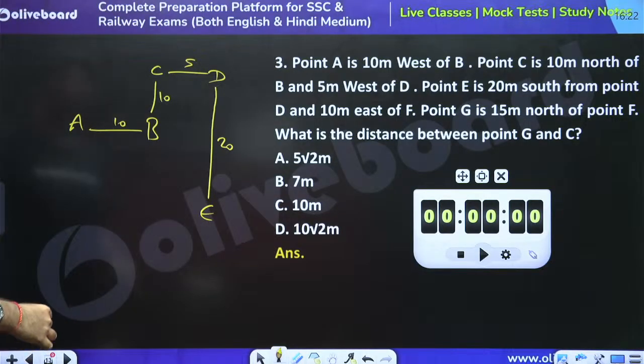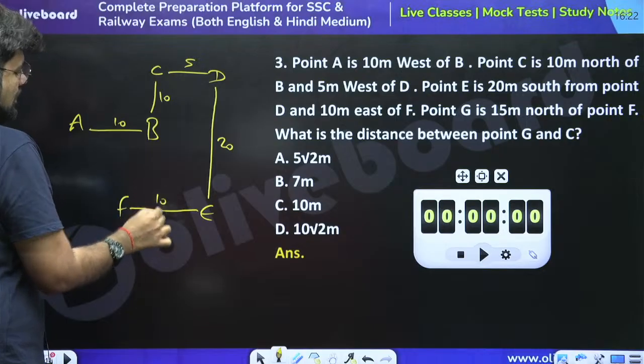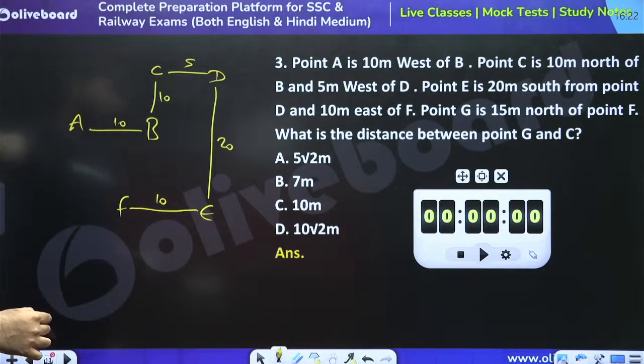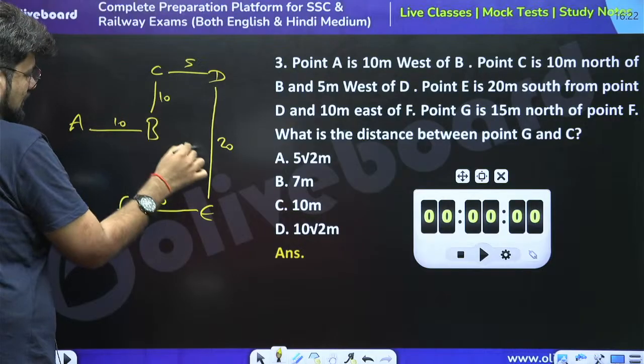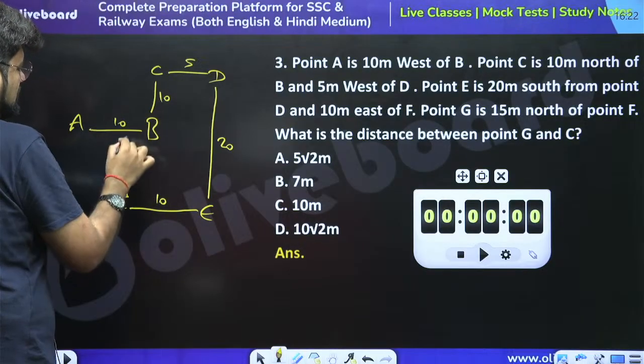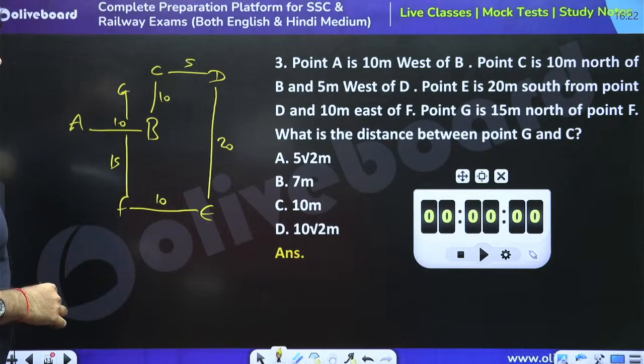And D is 10 meter east of F. So this is 5 here and 5 more here. So F. Point G is 15 meter north of F. So this is 15. So this is 10 plus 10. So 10 and 5. So it will be somewhere here. G is 15 meter north of F.